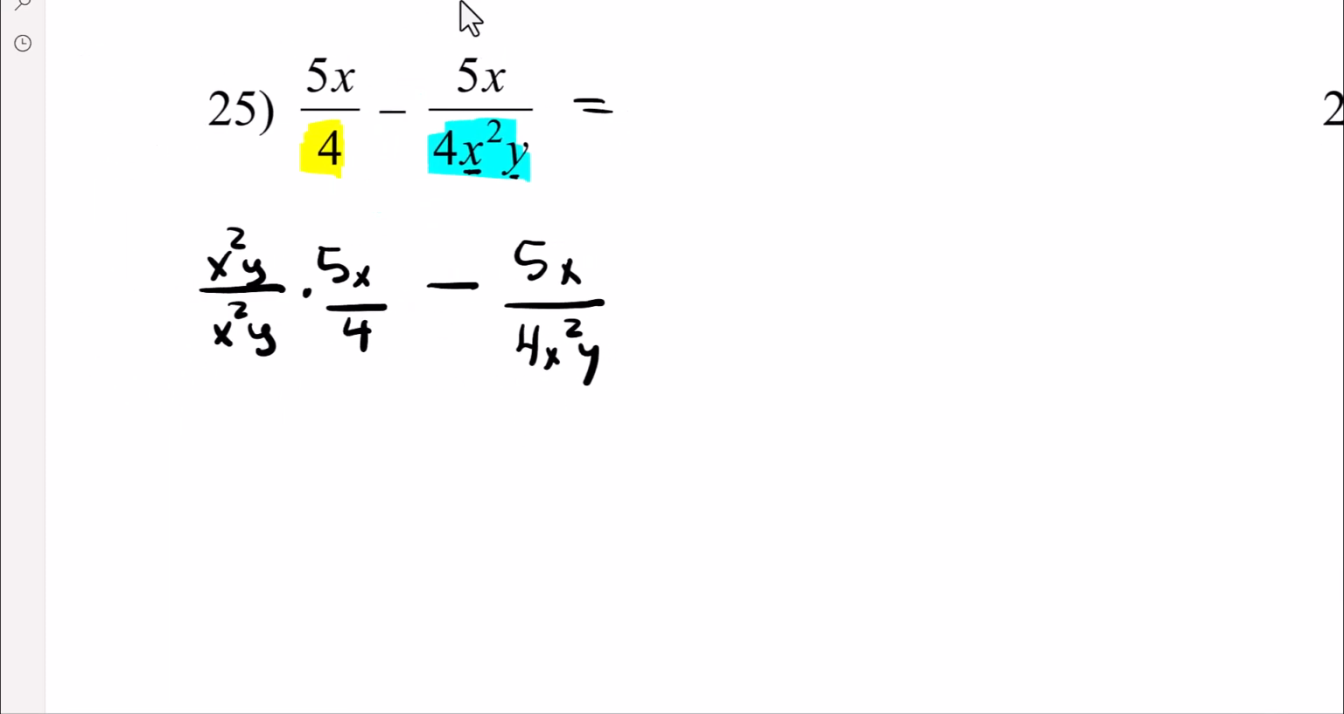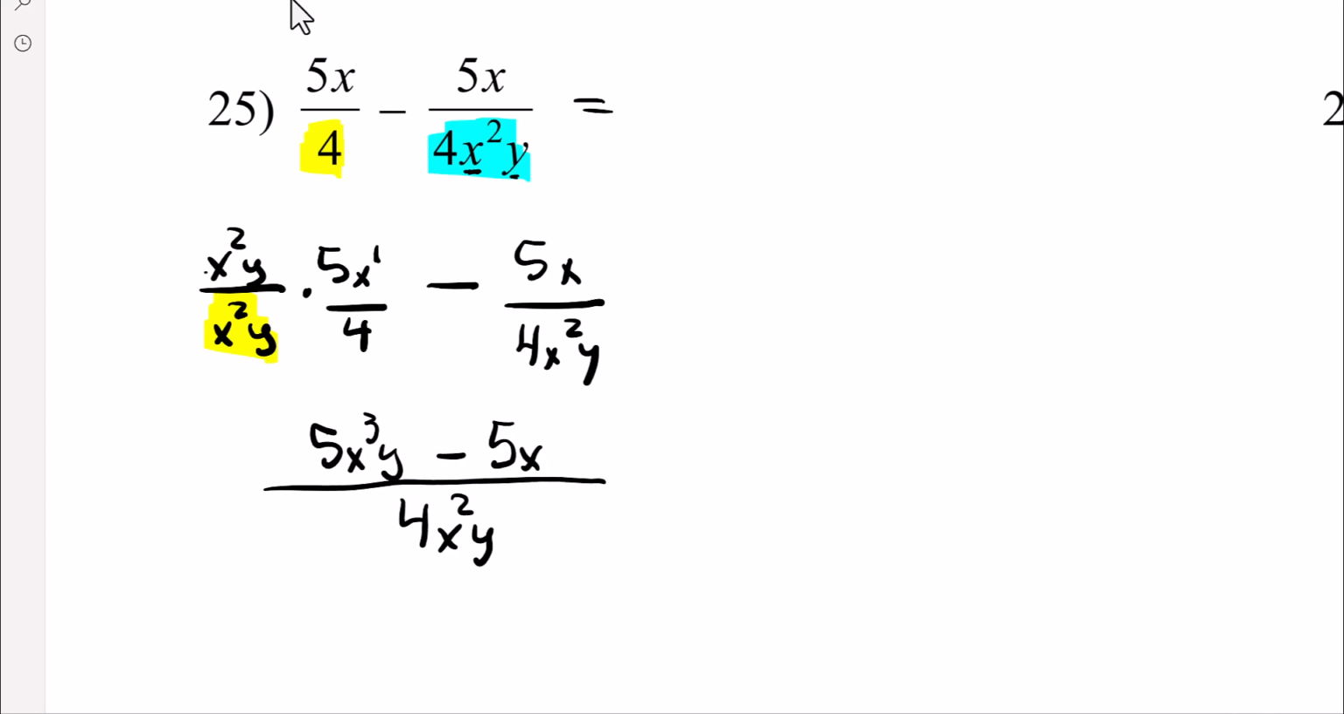So now, x squared times y times 4, we're going to have one denominator. Those two are going to have the same denominator, which is 4x squared y. And in the numerator, x squared times 5x to the first. Remember laws of exponents, when you multiply powers, you add the exponents. So 1 plus 2 is 3, so this will be 5x cubed times y, subtract 5x.